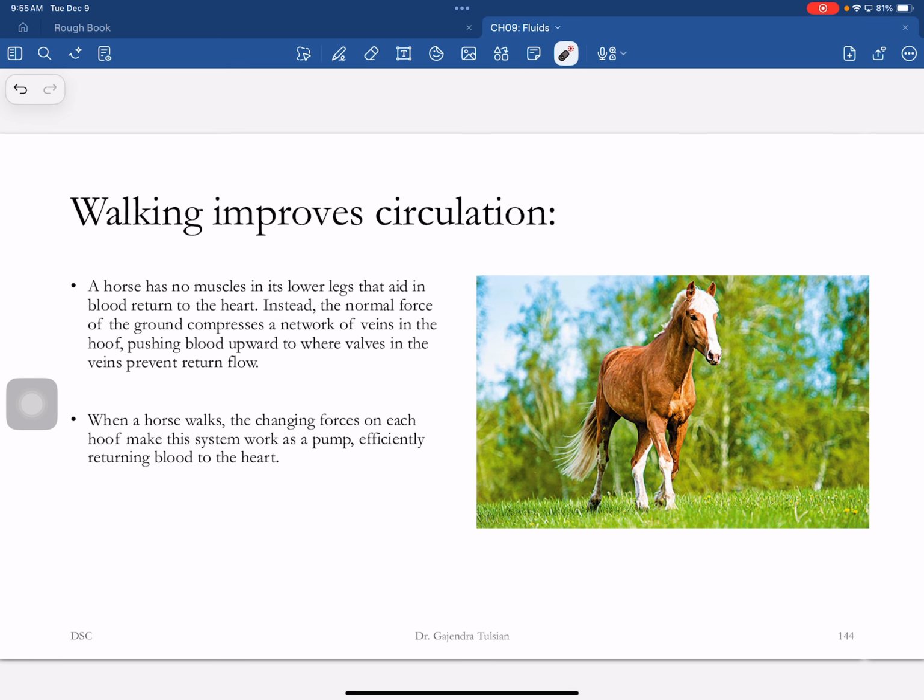Instead, the normal force of the ground compresses a network of veins in the hooves, pushing blood upwards to where the valves in the vein prevent return of blood. So, and then when a horse walks, the changing forces on each hoof make the system work like a pump.